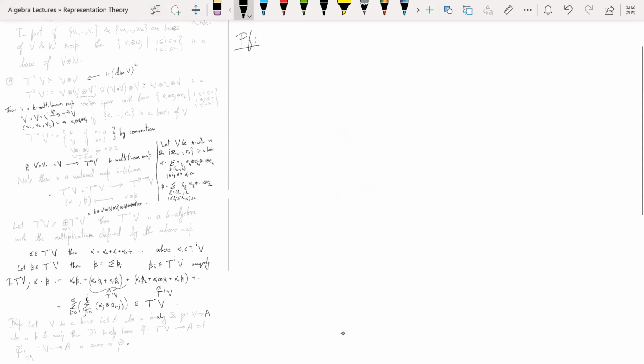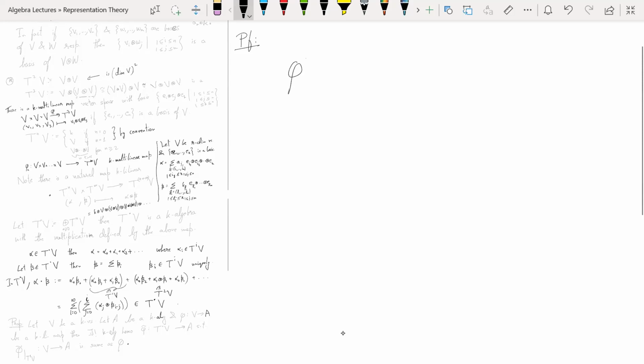Okay. So we want to prove that there exists a unique phi tilde, a K algebra map T dot V to A, such that this happens. So let's try to construct this. There's only one way to write down this morphism, so we'll write it that way. Let's get to the definition of phi tilde, and then we will show it's unique.